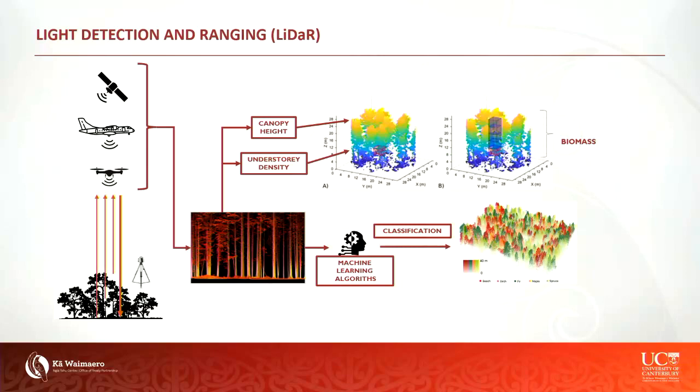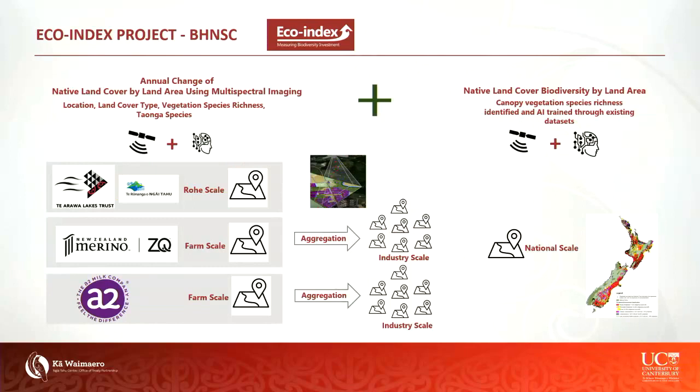Now, this is a program I'm co-leading, the Eco Index Project. It's a national program, where we're using these technologies for biodiversity. We're using the satellites and the artificial intelligence information, working with Te Aroha, with A2 Milk, Merino, some of the industries. What we're doing there is classifying biodiversity and working out species richness, using AI to go through and scrape these images and data sets.